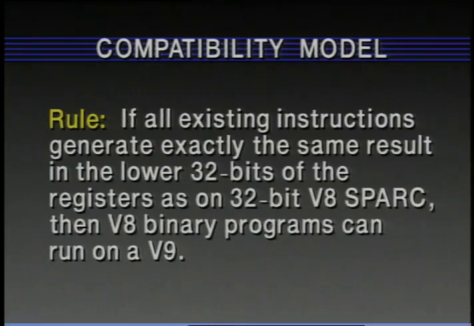Another strong consideration for what we wanted to add to SPARC was the compatibility model. It turns out we were able to come up with a very simple rule to provide compatibility. If all of the previously existing instructions were to generate exactly the same results in the low order 32 bits of a register as they did on a 32-bit version 8 SPARC, then all of the old version 8 SPARC programs could be run on a version 9 architecture.